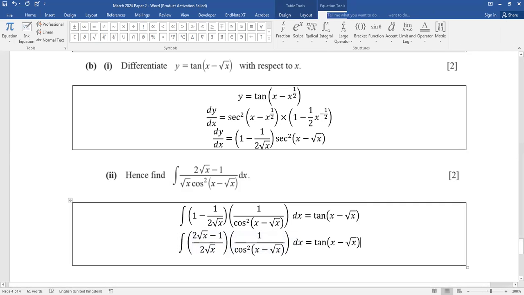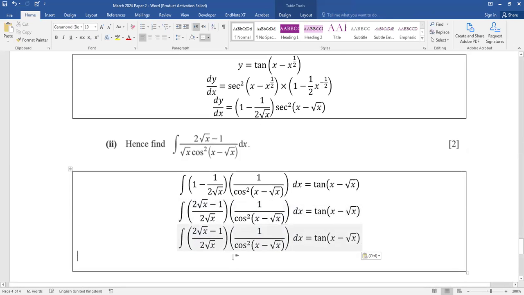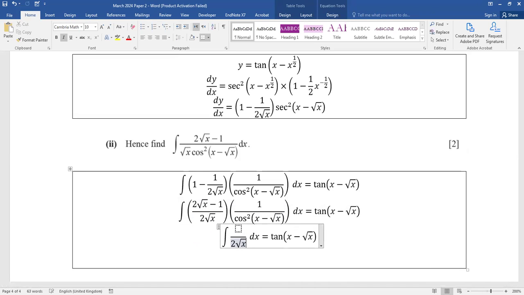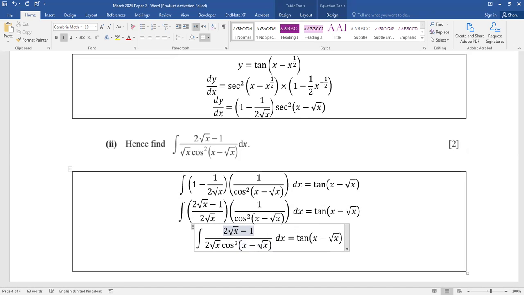Now I'll try to form it in the way that the question is provided. What can I do? I'll write it as a simple fraction, 2 square root of x cos square of x minus square root of x over 2 square root of x minus 1. Now what is the difference? The question does not want a 2 over here.